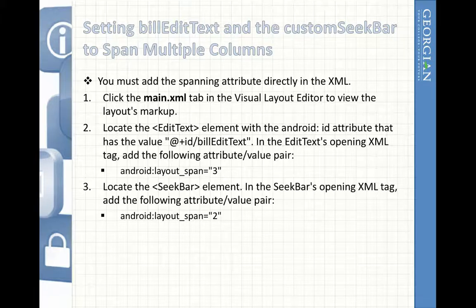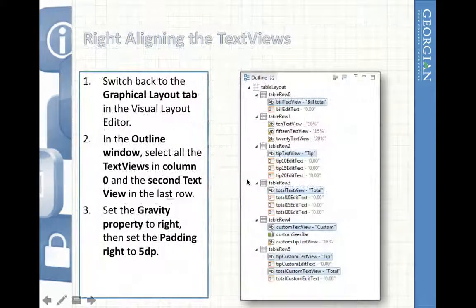When we go through it, I want you to get a feel of how to create a UI, because you can do the same thing for yourself. It's not just about dragging and dropping, right? All right, so android:layout_span equals 3, and the other one, the seek bar, is android:layout_span equals 2, for the seek bar and the bill edit text.